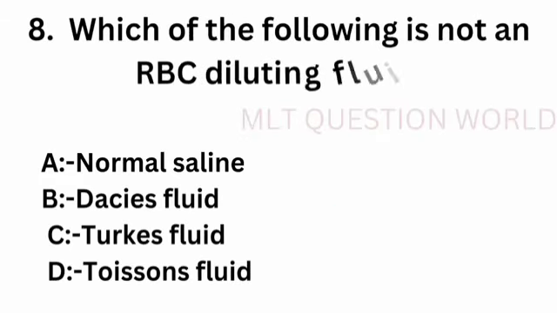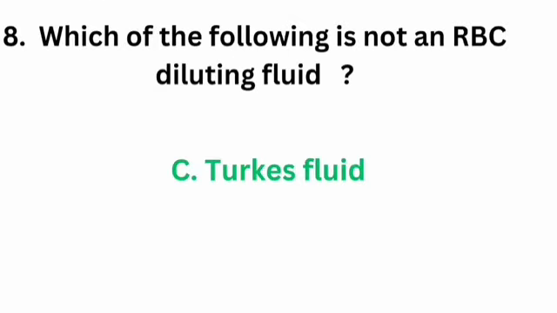Question number 8. Which of the following is not a RBC diluting fluid? Option A normal saline, option B Daisy's fluid, option C Turk's fluid, option D Toyson's fluid. Here normal saline, Daisy's fluid and Toyson's fluid are the RBC diluting fluids and Turk's fluid is WBC diluting fluid. So the correct answer is option C Turk's fluid.